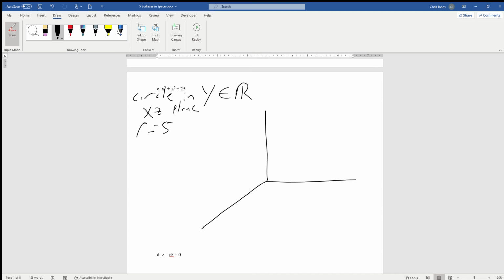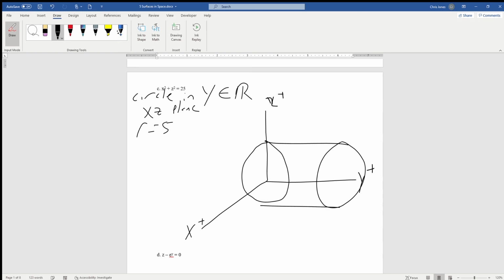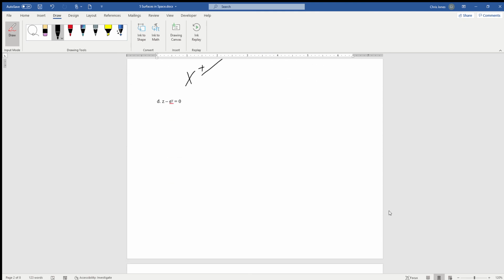So let's just assume that this is x positive, this is z positive, this is y positive. And here's our circle on the xz plane. Right? And then we're just going to stretch this out. And so what we end up getting is a cylinder, and the y-axis is going to skewer that right through the middle. All right, so I know my construction's not all that great, but you guys can visualize how that's going to work. One final example, z equals e to the y.